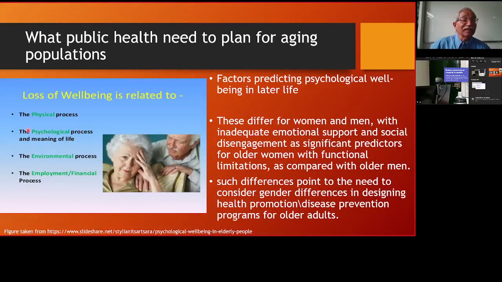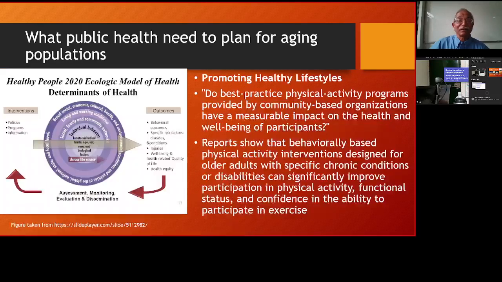Loss of well-being is related to physical, psychological, environmental, and employment and financial processes. So these are the four areas we need to address so that they are independent and can take care of themselves. These differ for women and men, with inadequate emotional support and social disengagement as significant predictors. Older women have more functional limitations as compared to older men. This is where we have to understand that you'll have to come up with different strategies for men and different strategies for women. They are not the same. The differences point to the need to consider gender differences in designing health promotion and disease prevention programs for older adults. So this is a challenge which public health has to address today or tomorrow.